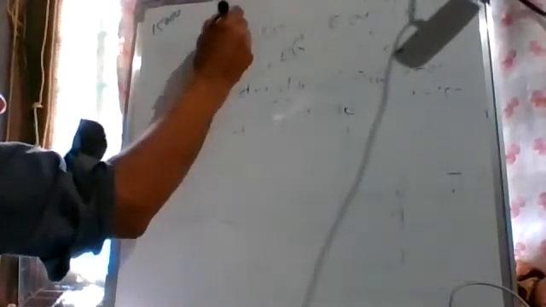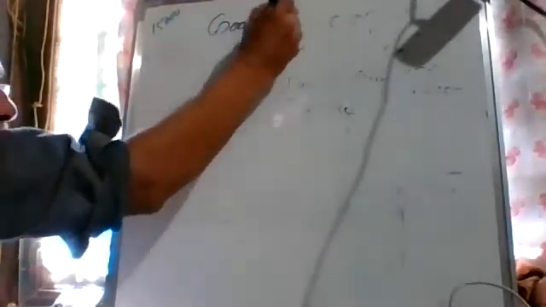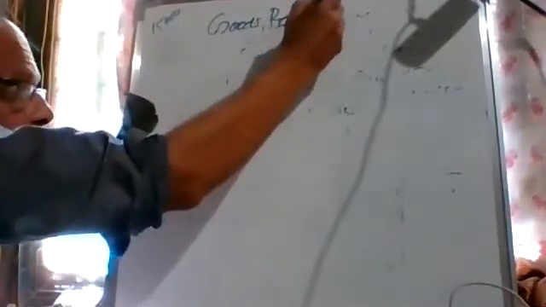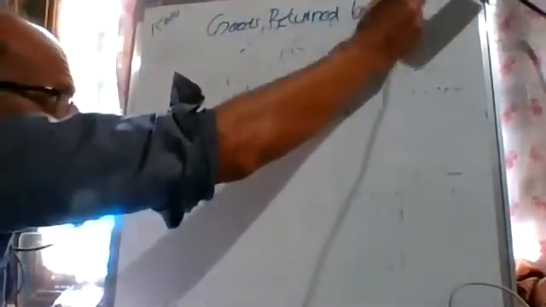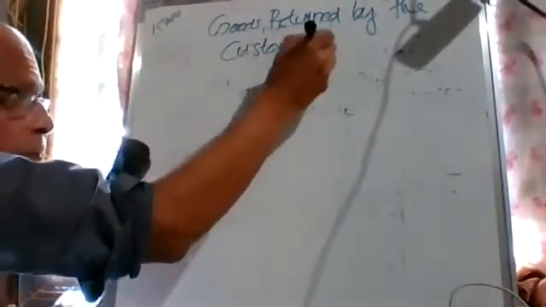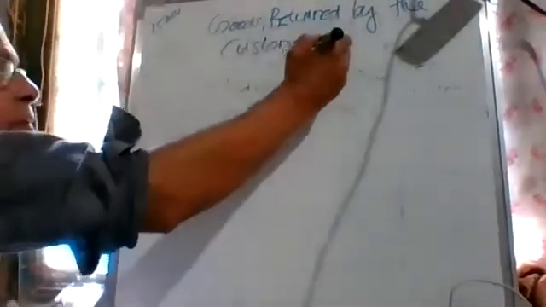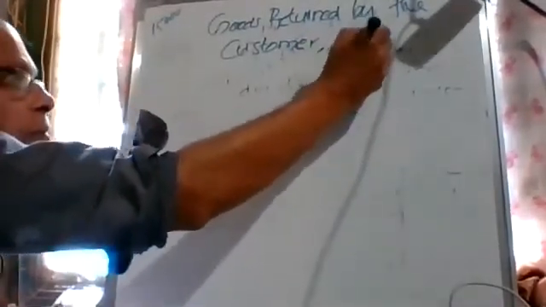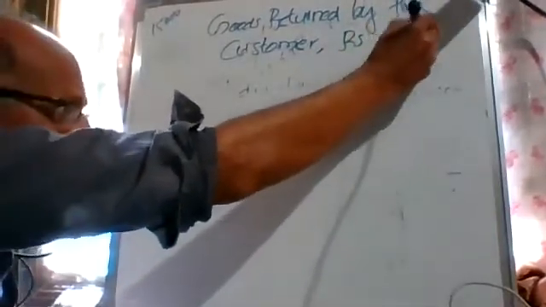Goods returned by the customer. As a transaction, goods returned by the customer, rupees 4,000. Returned by the customer, rupees 4,000. So what will be the answer for this? Answer I mean journal entry. What's the answer?